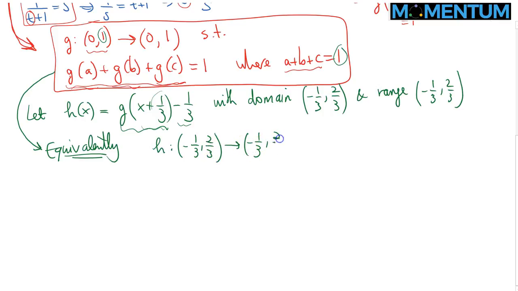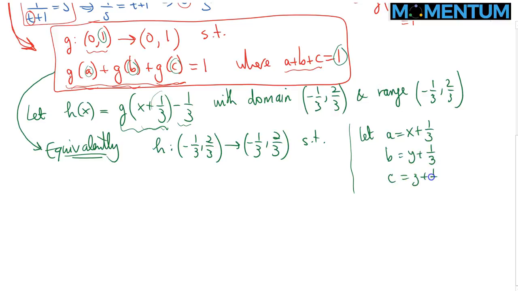So, defined on this interval, such that, let me open some space here. Let a be equal to x plus 1/3, b would be y plus 1/3, and c be equal to z plus 1/3. So when you plug them in, replacing a here, we would get g of x plus 1/3, right?